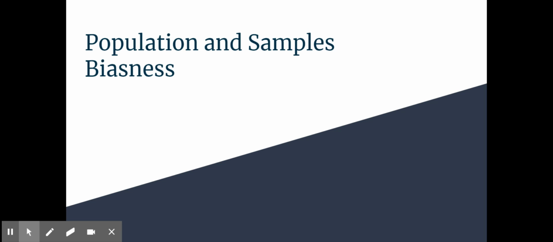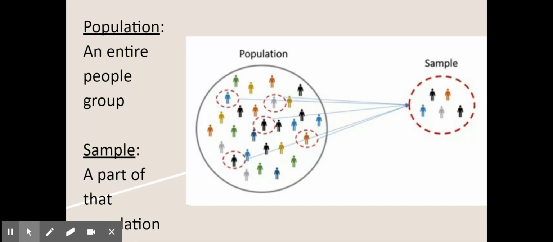Hi, today we're going to talk about population, samples, and bias. This is something that you want to write down in your math notebook. A population is an entire people group, and a sample is a part of that population.